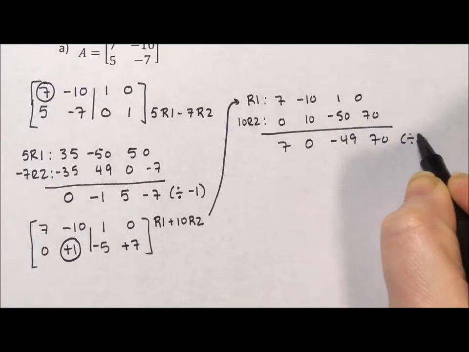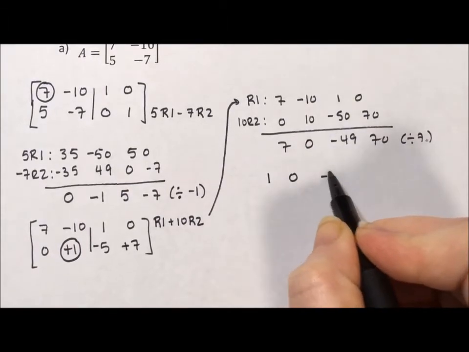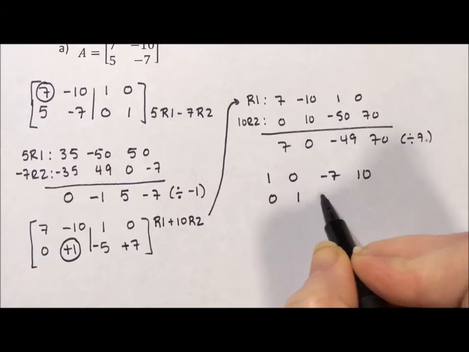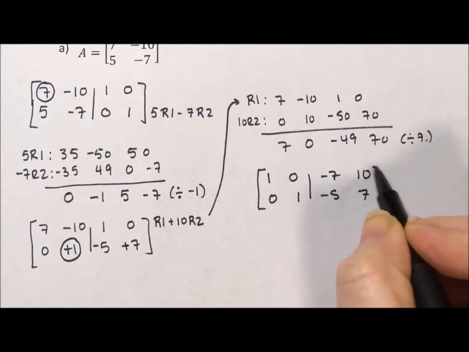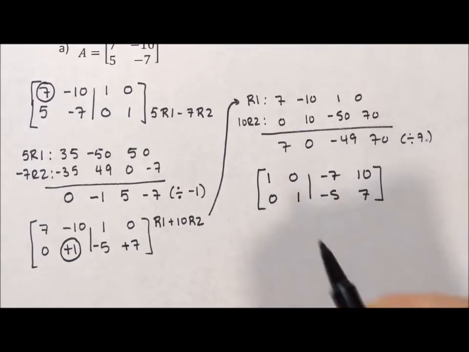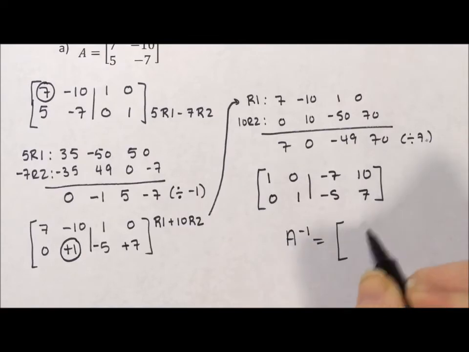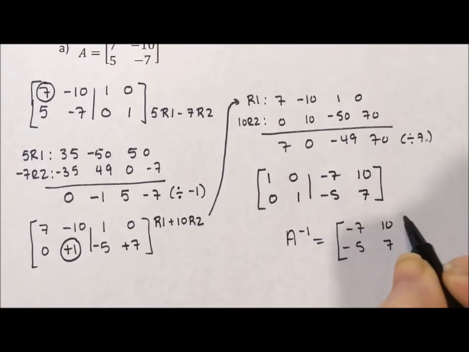And I'm going to divide by 7 before I rewrite this. 1, 0, negative 7, 10. 0, 1, negative 5, 7. Rewriting the second row over here. Now I have an identity matrix on the left, which means the inverse of A is going to be negative 7, 10, negative 5, 7.